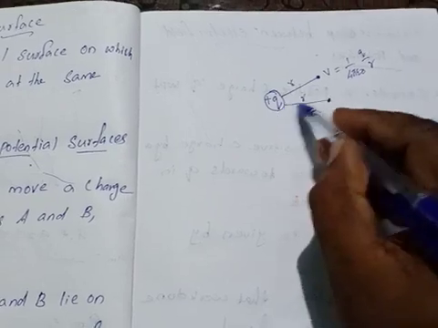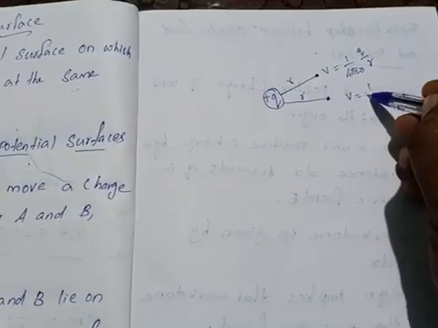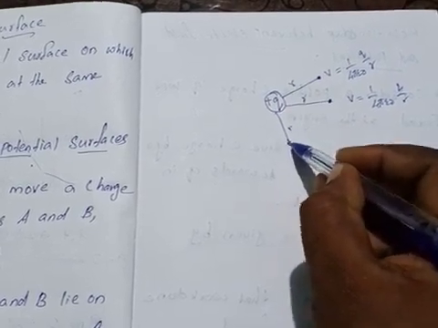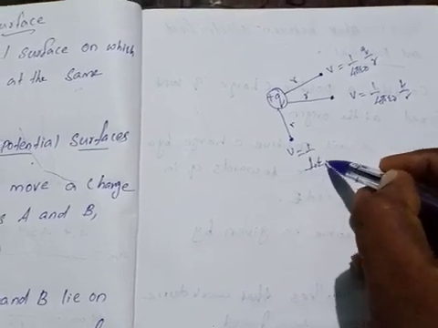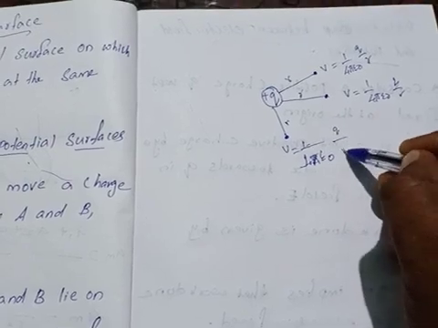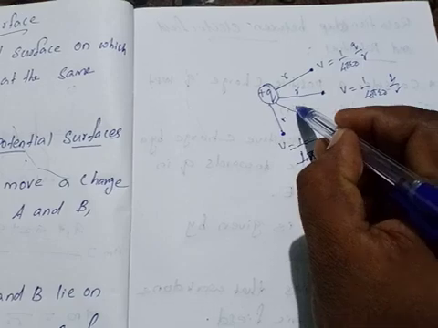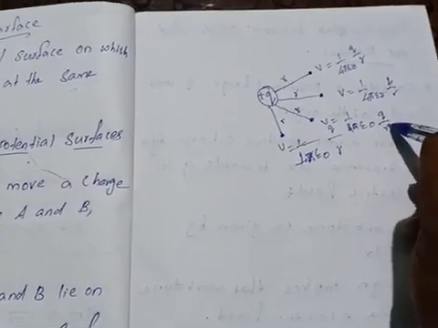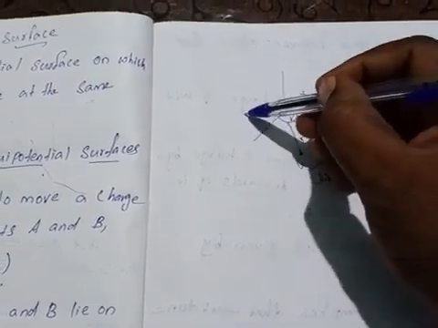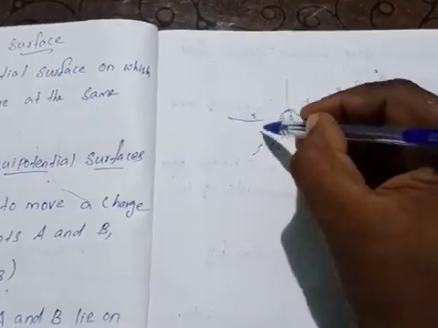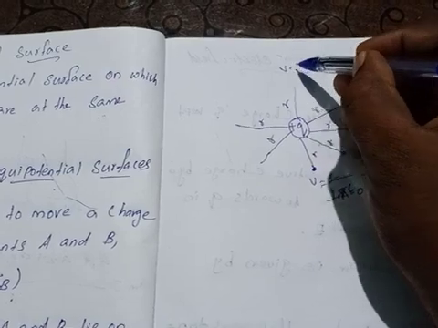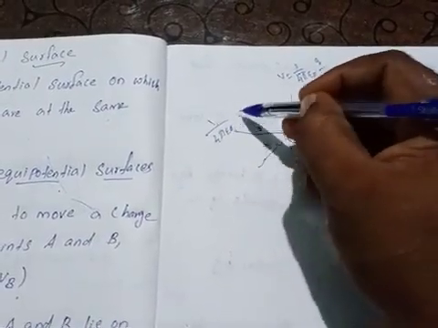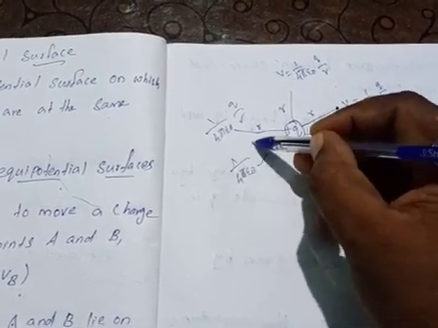So this point, which is at the same distance, also has electric potential 1 by 4 pi epsilon 0 Q by R. If you consider another point at the same distance R, here also V is equal to 1 by 4 pi epsilon 0 Q by R. If you consider another point at a distance R, that point also has V equal to 1 by 4 pi epsilon 0 Q by R. Everywhere at the same distance R, the electric potential will be 1 by 4 pi epsilon 0 Q by R.